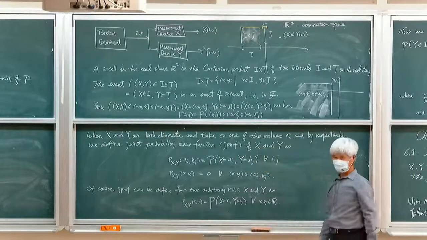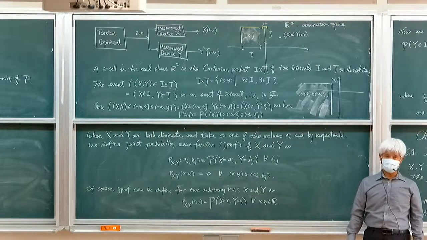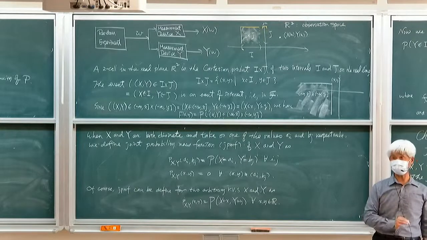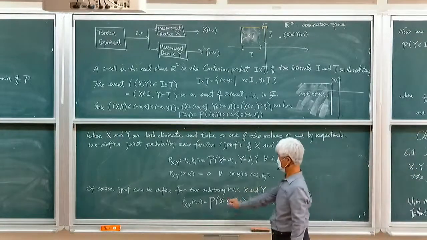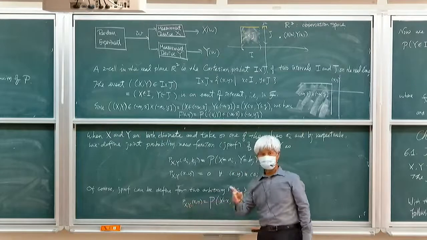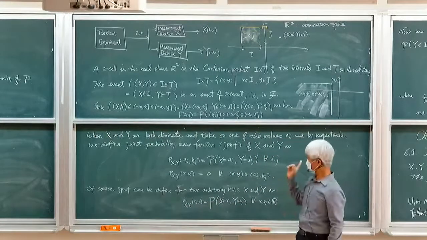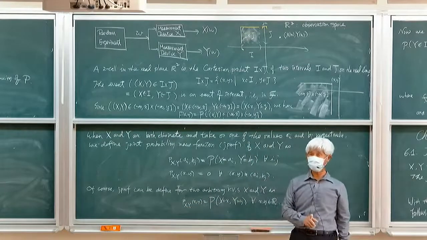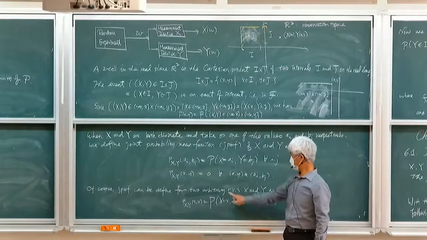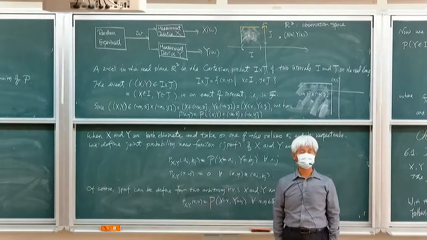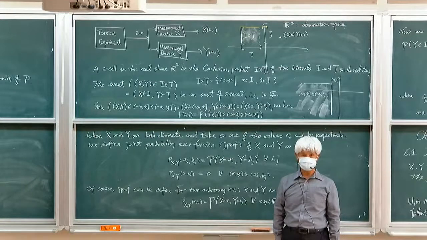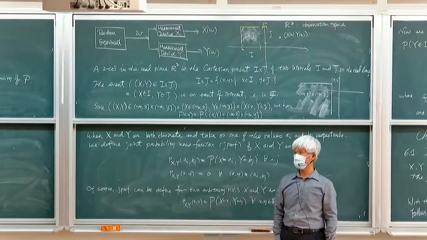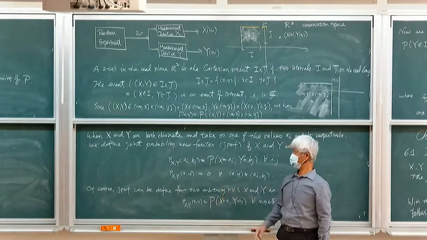Okay, of course, just like a joint CDF, you can define a joint PMF for two arbitrary random variables. But if both X and Y, or any one of the two random variables, is continuous, then the joint PMF will be all 0. And in that case, there is no information at all to consider.